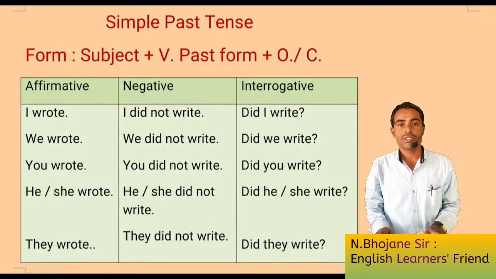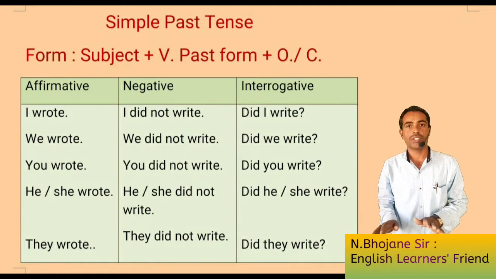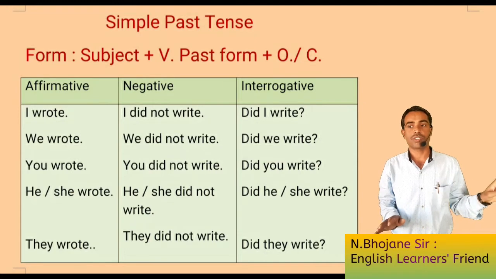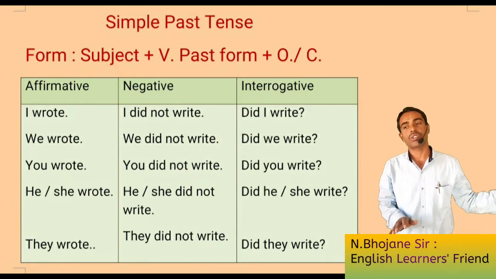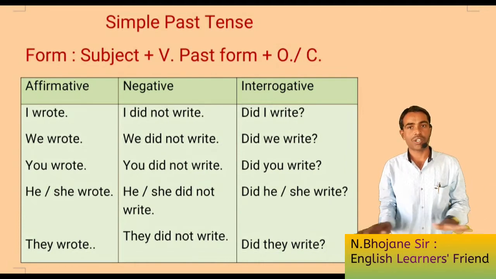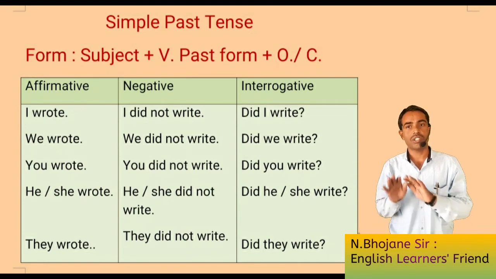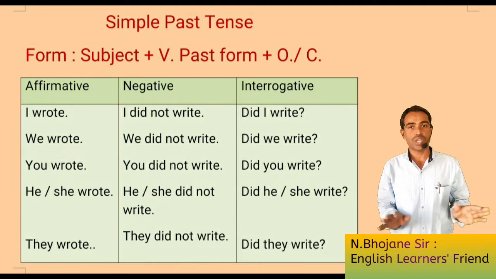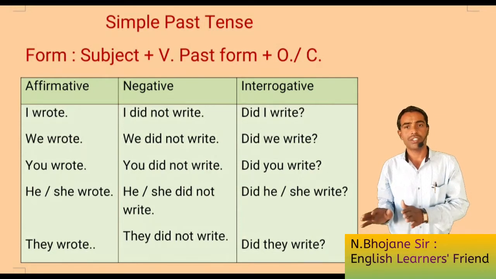Simple past tense. Subject plus verb past form plus object or complement. This is the structure of the simple past tense. Now, look at examples. Affirmative sentences. I wrote, we wrote, you wrote, he wrote, she wrote, they wrote. Negative statements. I did not write, we did not write, you did not write, he did not write, she did not write, they did not write. Interrogative sentences. Did I write? Did we write? Did you write? Did he write? Did she write? Did they write?